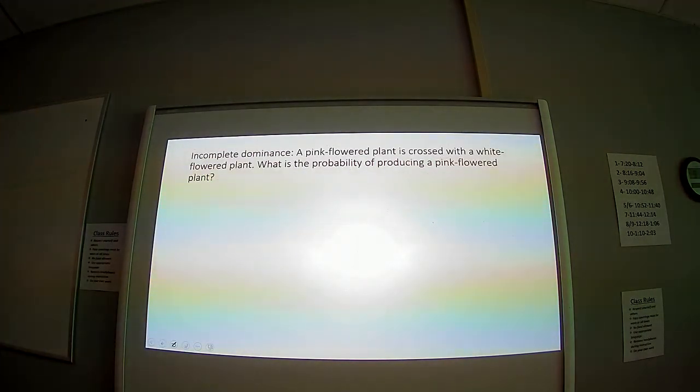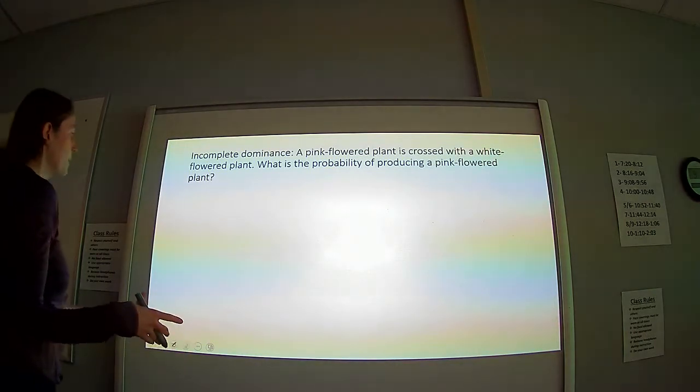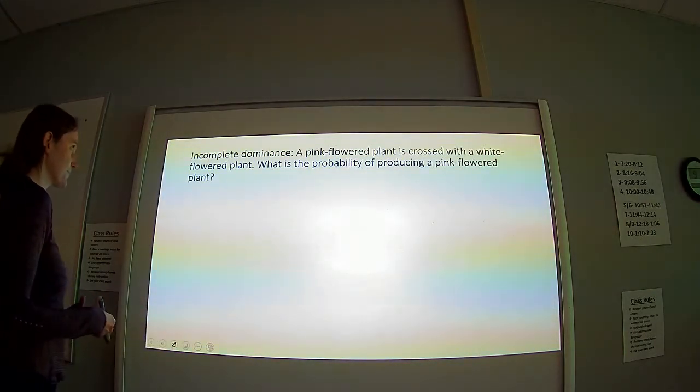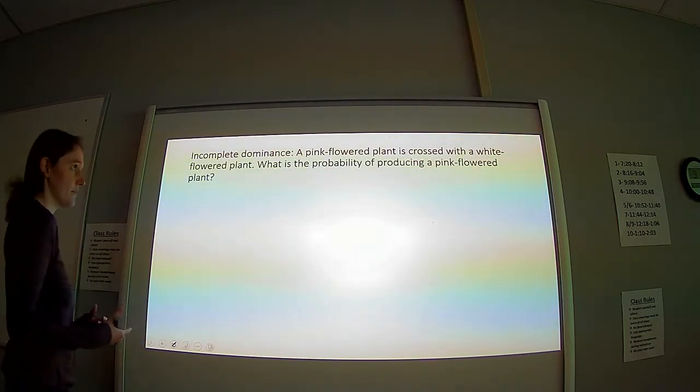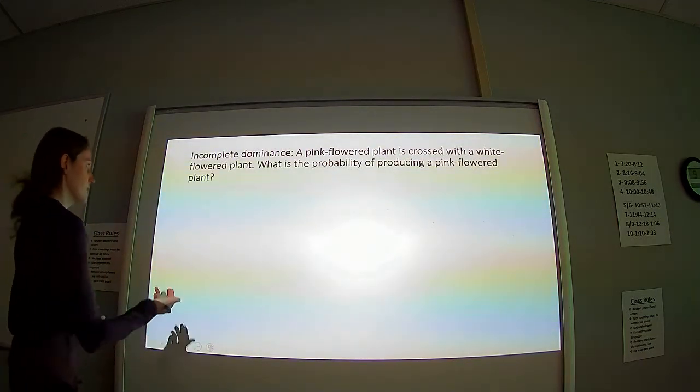Incomplete dominance. A pink flowered plant is crossed with a white flowered plant. What is the probability of producing a pink flowered plant? So if we have incomplete dominance, that means we had two traits and they blended together. So think about what colors would you blend in order to get pink? Now, one of the colors is white.